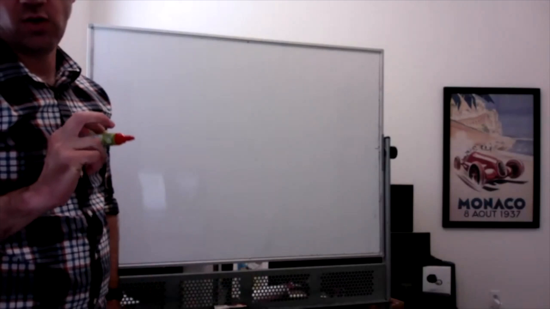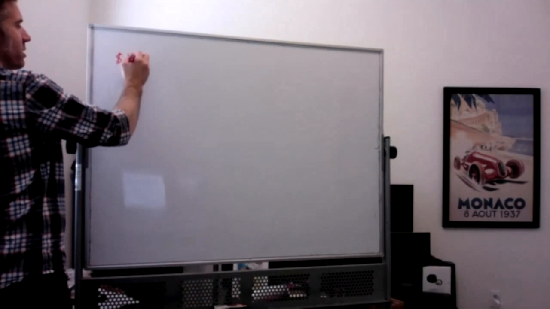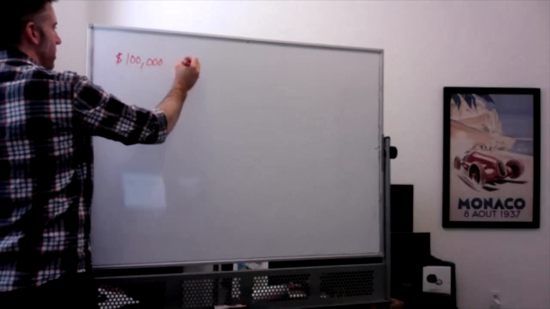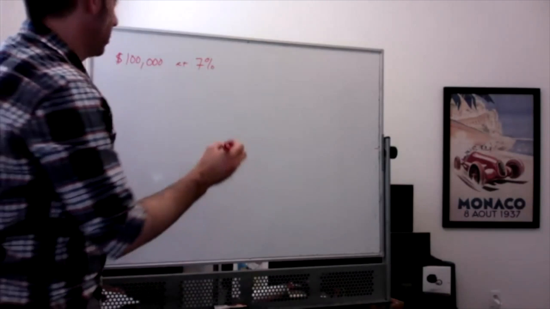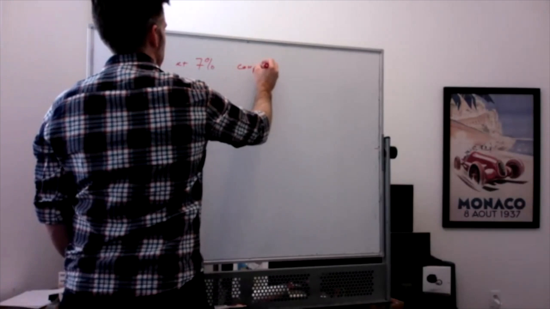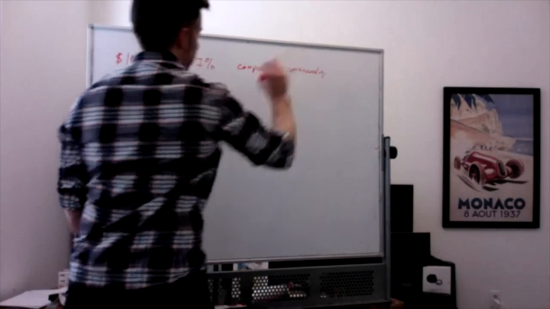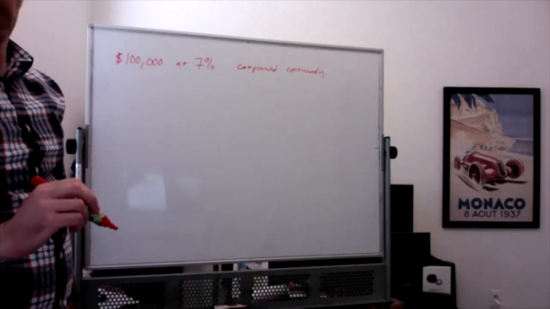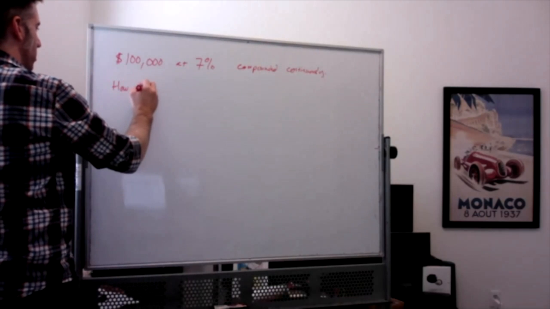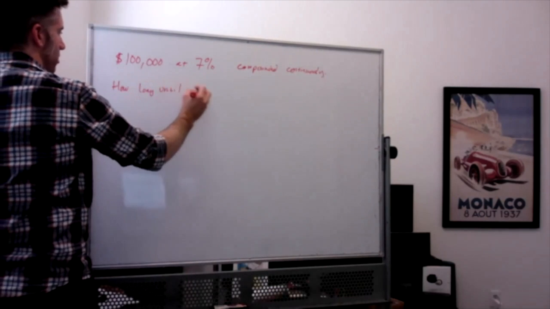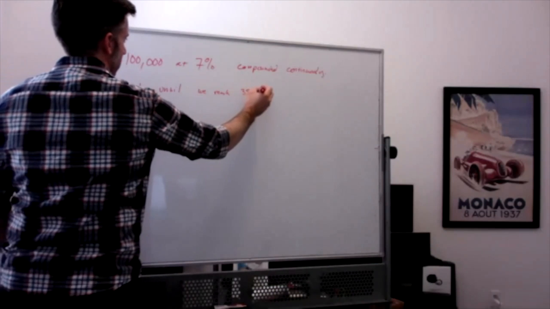Here's the next one. You wish to invest $100,000 at 7%. I mean, who doesn't wish to invest money at 7% interest? So $100,000 at 7% interest, compounded continuously. How long will it take for the money to accumulate to $350,000? How long until we reach $350,000?